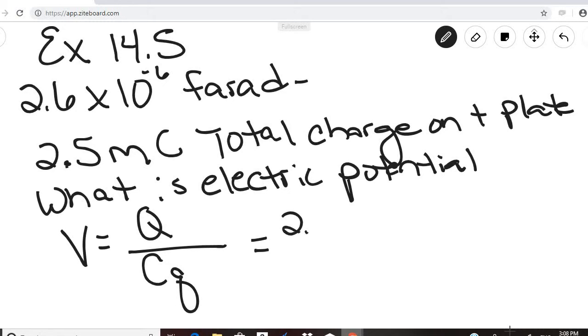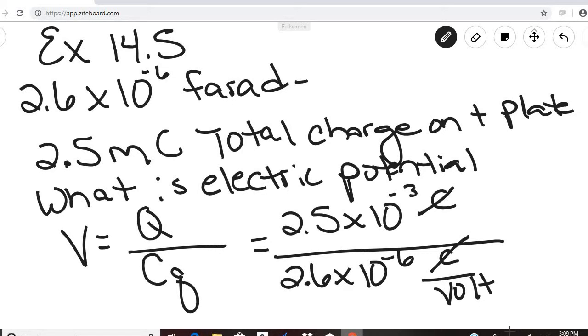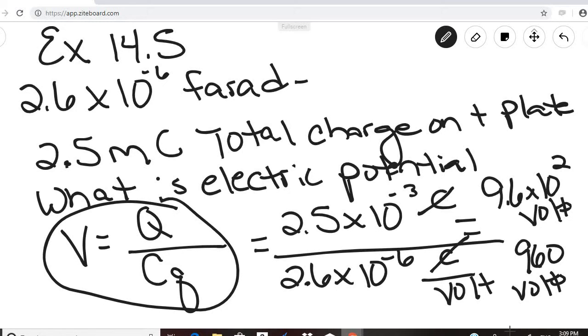So it's the total charge on the positive plate, 2.5 times 10 to the negative 3 coulombs, divided by 2.6 times 10 to the negative 6 farads, which we already said is a coulomb over a volt. Okay, so the coulombs are going to cancel and you're going to be left with V, the electric potential. We know that the unit for electric potential is a volt. So if we do this math with two significant figures, you should get 9.6 times 10 squared volts, or you could say 960 volts.